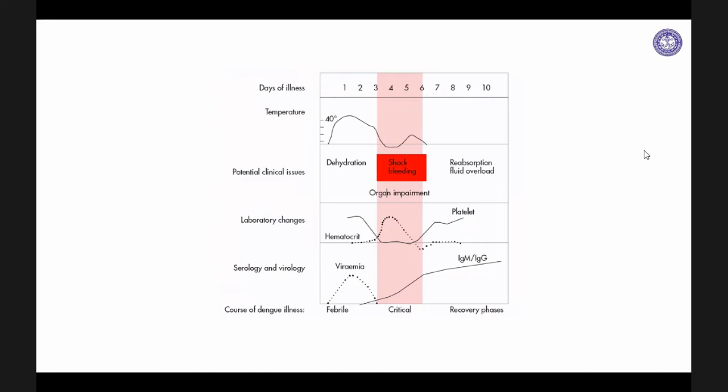By day 2, the viremia is less. Therefore, you might get a false negative. Day 3, the viremia is even less. Therefore, you might very well get a false negative. After day 3, there's no point doing it because usually it is negative. So as soon as they come with fever, don't wait for day 2, do an NS1 antigen.